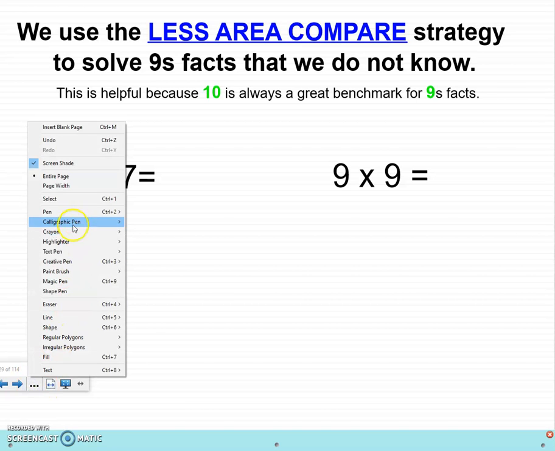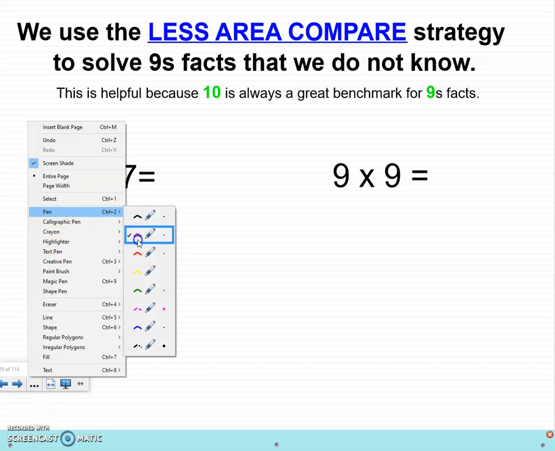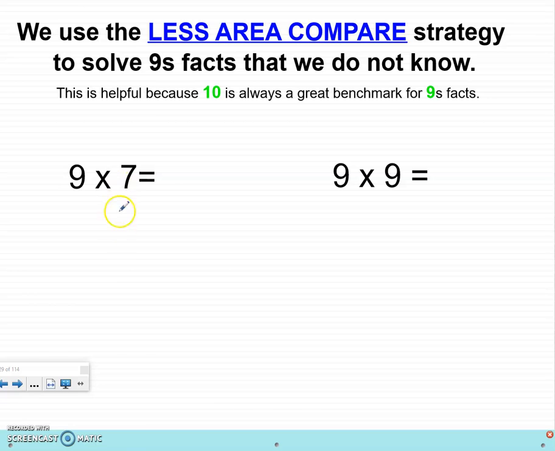So let's actually solve. Let me grab a pen here. Let's actually solve 9 times 7 using less area compare. If I didn't know 9 times 7, immediately I see that factor of 9, and I know that a 10's fact could help me solve it. So I will use the benchmark fact 10 times 7. The 7, of course, stays the same in my benchmark fact because that's going to be my common factor, and 10 times 7 is my benchmark fact, which of course equals 70.